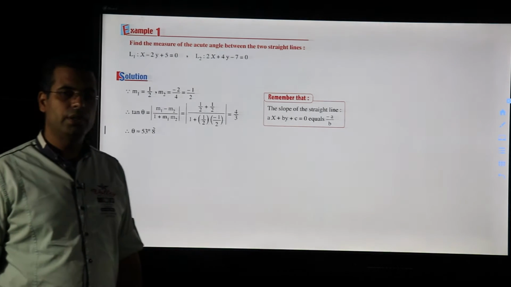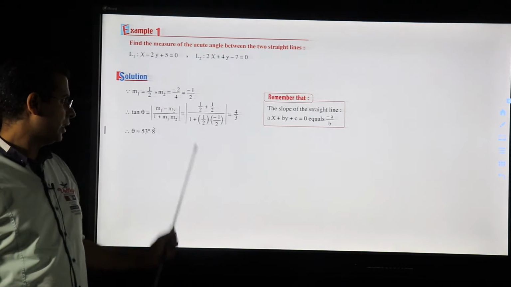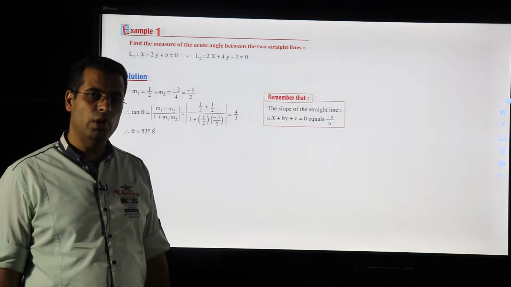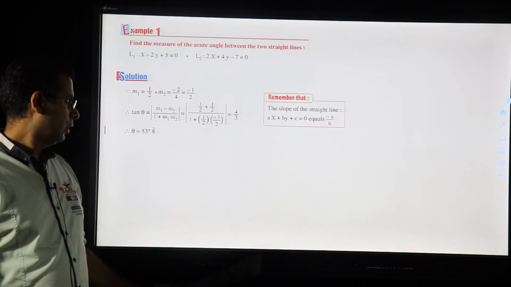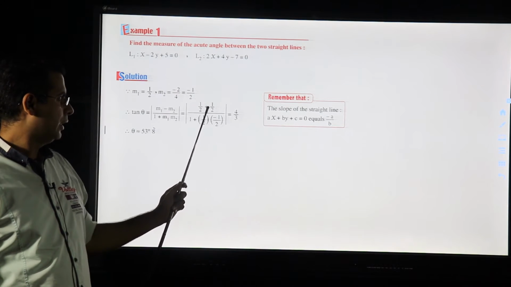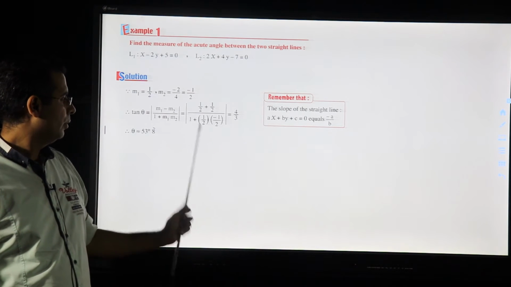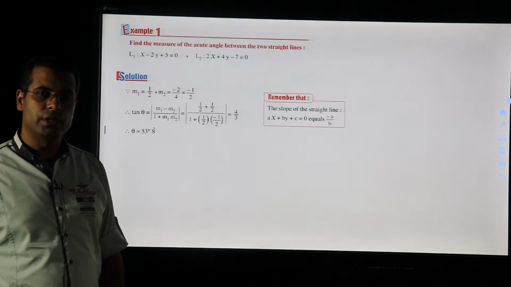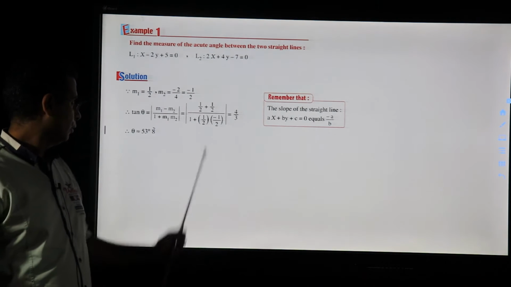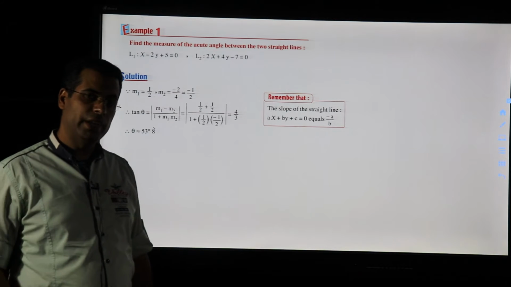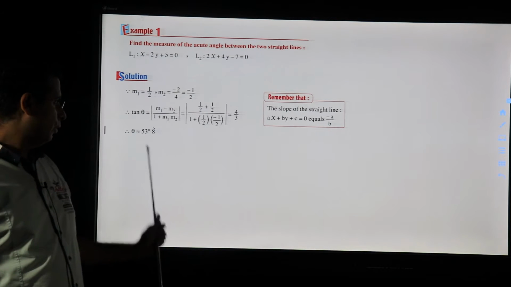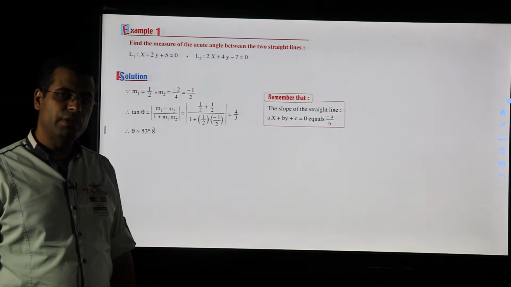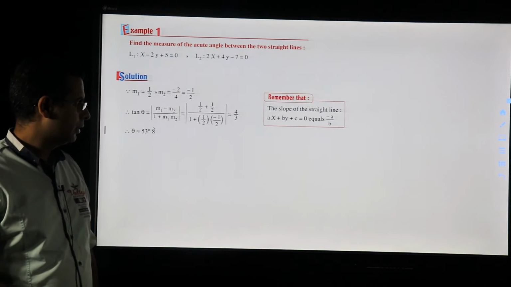By substituting in the rule, the absolute value of M1 minus M2 over 1 plus M1 M2 equals half minus negative half over 1 plus M1 M2, which equals 4 over 3. Shift tan of 4 over 3 by using the calculator. Therefore, the angle between them is 53 degrees 8 minutes.